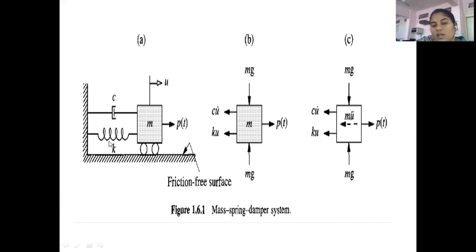That spring which is having K is the stiffness. C is the damper. The damper which is provided. Why provided? For the damping system.